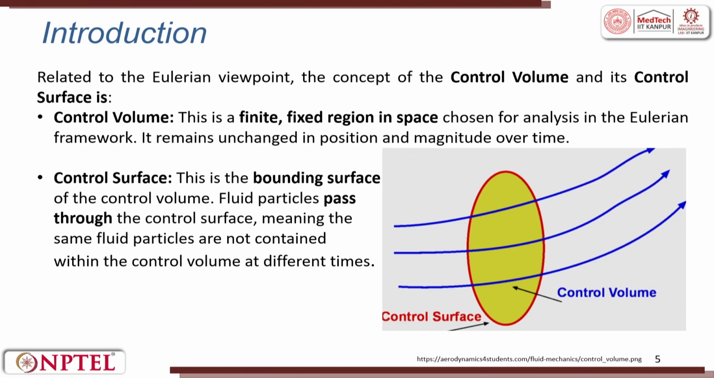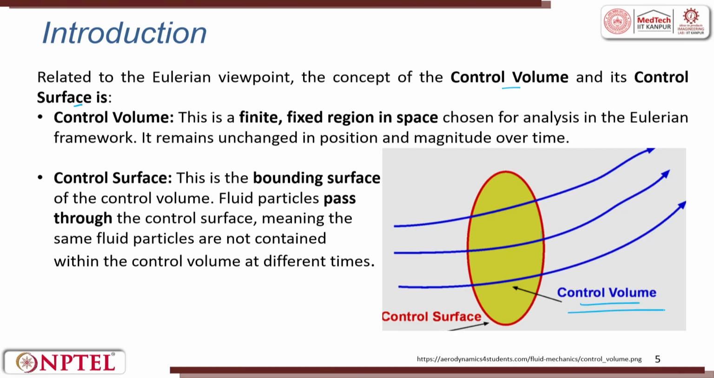The concept of control volume and control surface comes into existence. Control volume is a finite fixed region in space chosen for analysis in the Eulerian framework. So, you are taking all the green portion here. You cut a frame or a plane and then take what is inside that particular frame.